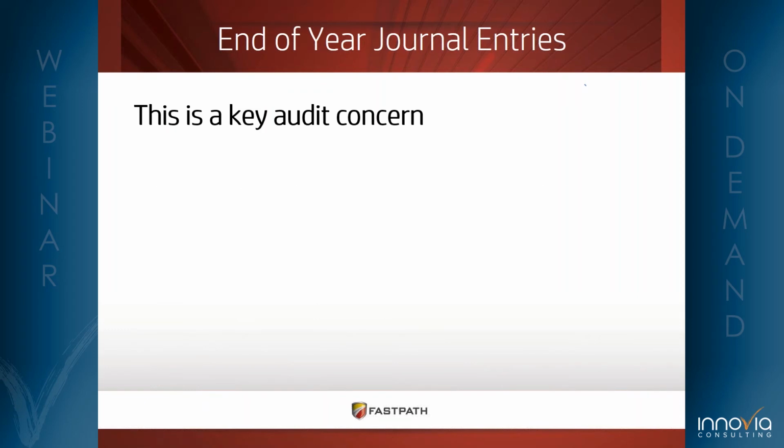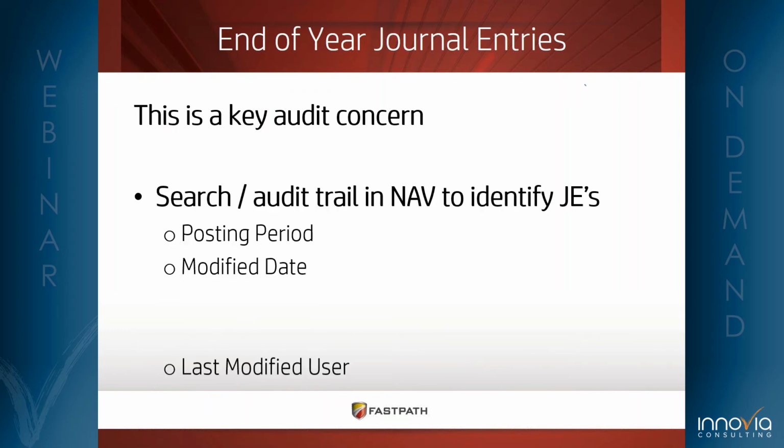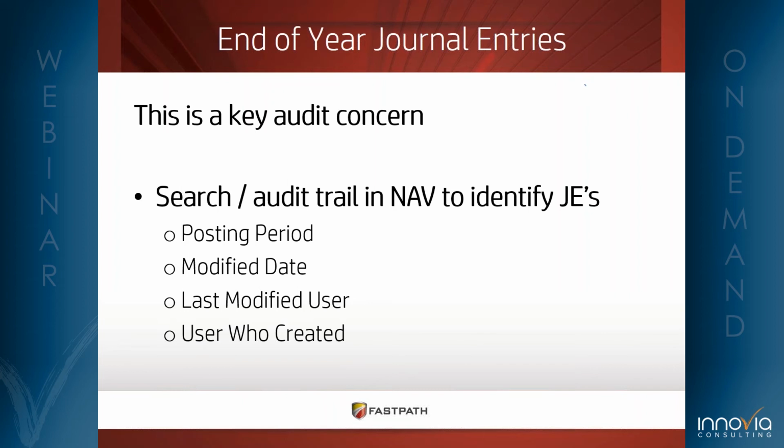When we talk about end-of-year journal entries, this is a key concern for auditors. A lot of times at the end of the year, you're doing a lot of true-ups, reconciliations, and accruals for the next year, and it's the perfect place to hide or bury financial transactions. So auditors spend a lot of time looking at your journal entries.